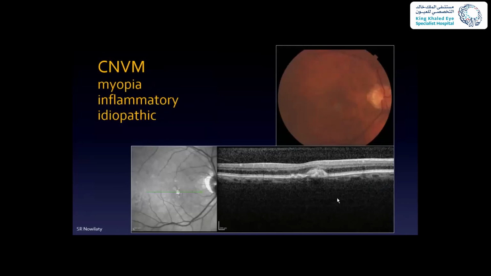Now, CNVs that occur in myopia or that occur in inflammations tend to be type 1 CNVs. They tend to grow between the RPE and the neurosensitive retina, and they tend to be smaller. So they don't have these huge lesions that you see in AMD.